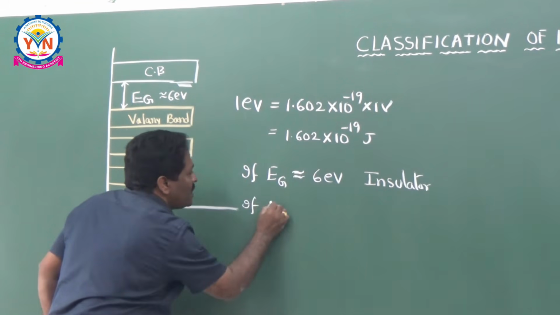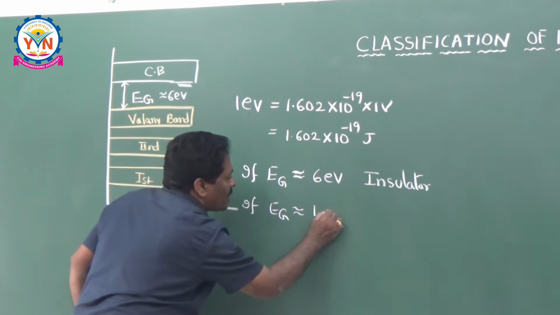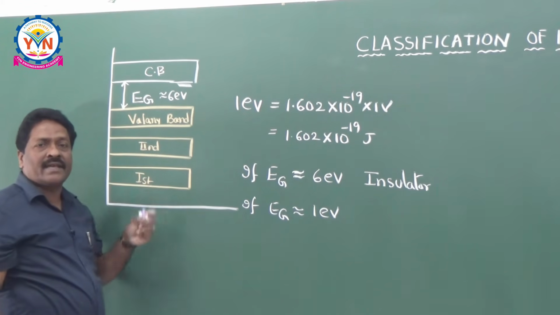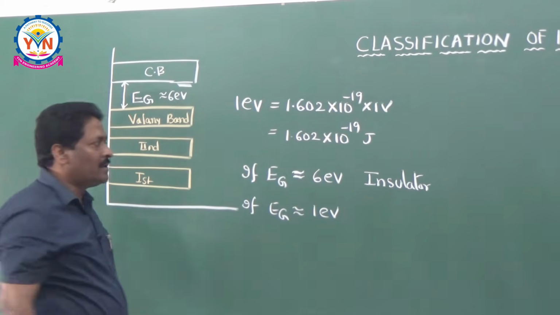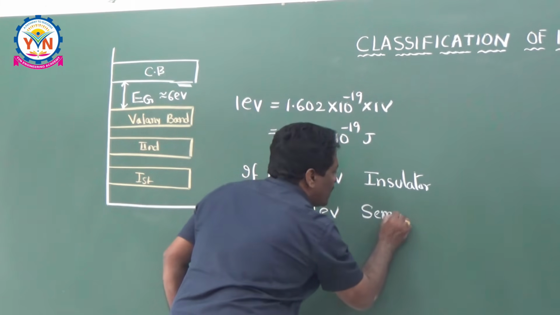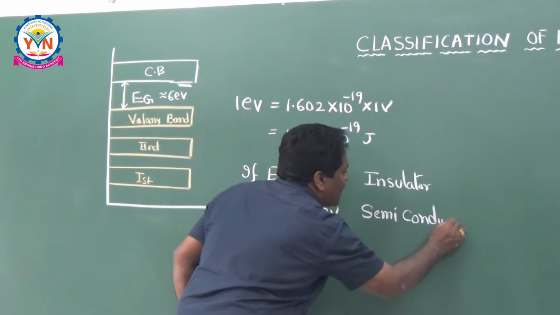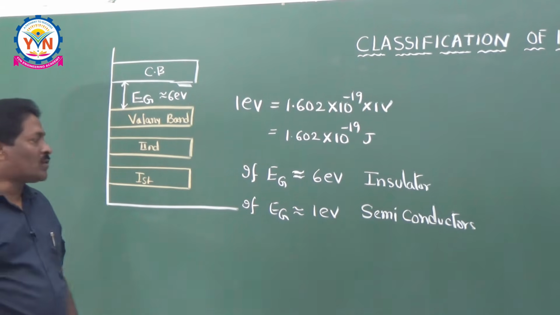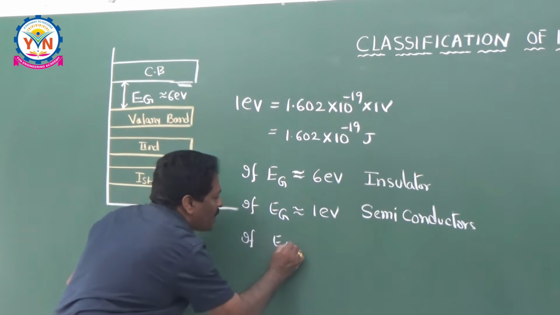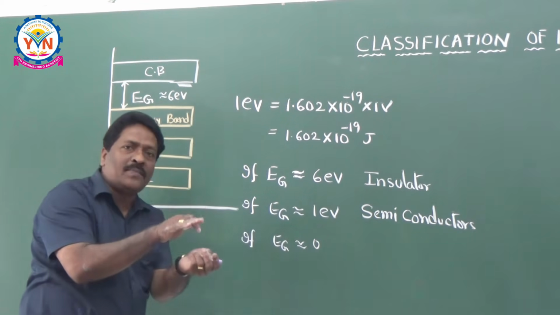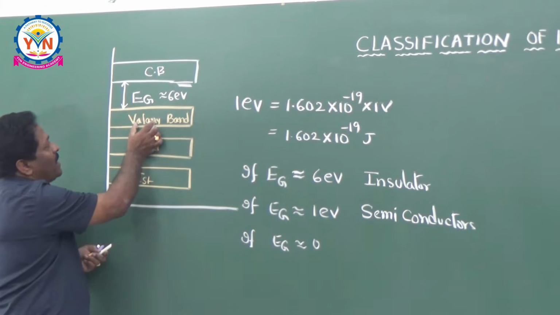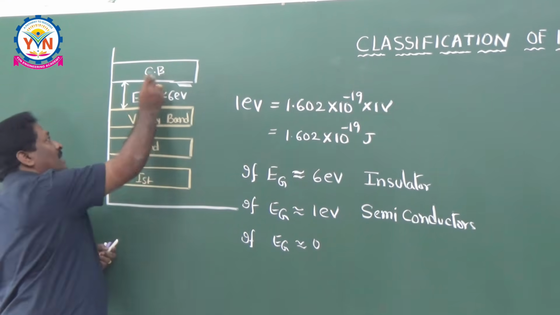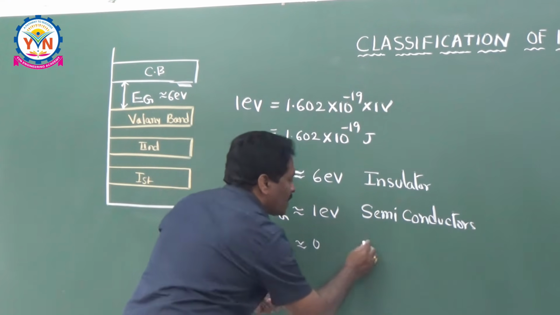Suppose EG is approximately 1 electron volt, which means very little. Both bands are almost close to each other. Then I can say that this is a semiconductor. Semiconductors are the materials whose conductivity lies between your insulators and conductors. Now, if EG is approximately equal to 0, that means no gap is existing in between. Your valency band and conduction band overlap with each other. There is no gap at all. Then at room temperature itself they are conductors. So this material can be called a conductor.